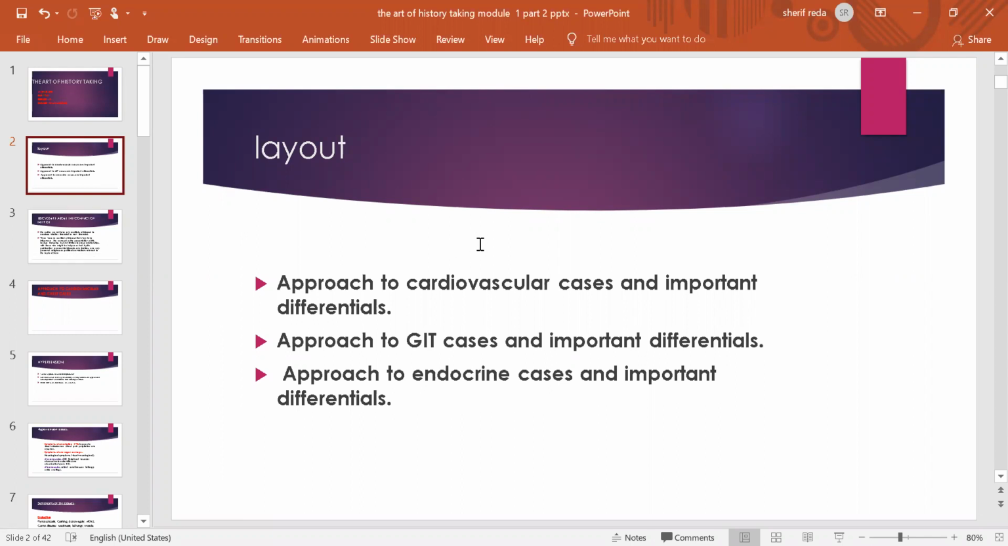So during this talk, we will take examples of cases from the cardiovascular system, cases from the GIT system, and cases from the endocrine system.